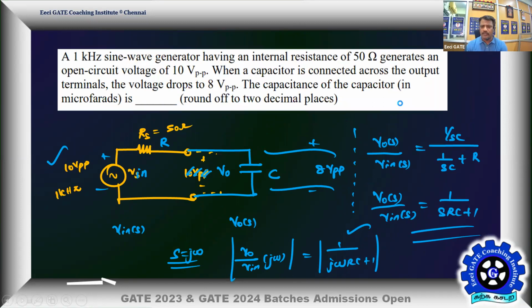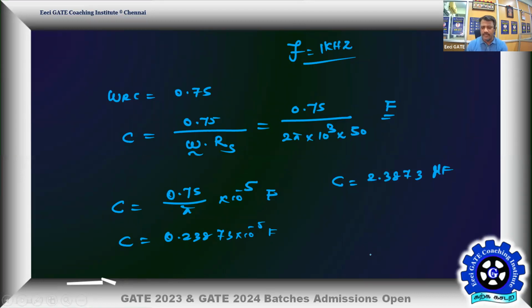Round up to 2 decimal places means then your answer must be 2.39 microfarads. Yes, that's your answer.